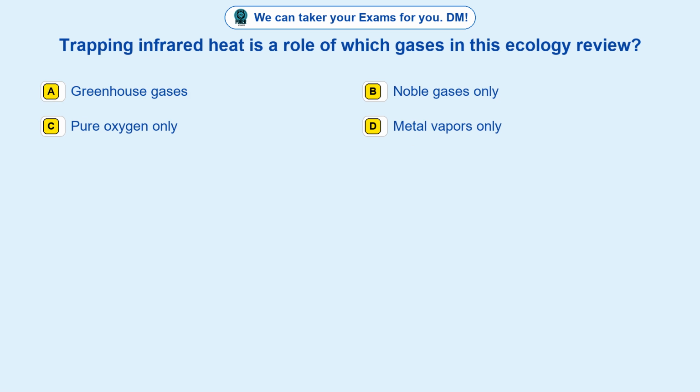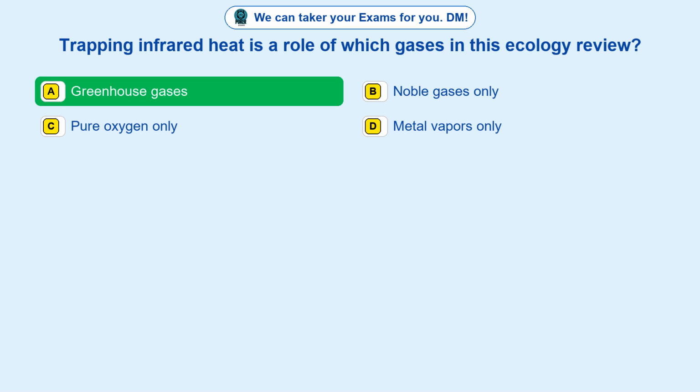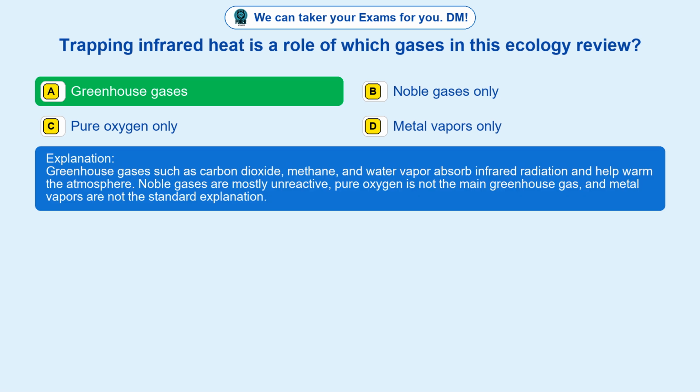Question 88. Trapping infrared heat is a role of which gases in this ecology review? Option A, greenhouse gases. Option B, noble gases only. Option C, pure oxygen only. Option D, metal vapors only. The correct answer is option A. Greenhouse gases. Greenhouse gases such as carbon dioxide, methane, and water vapor absorb infrared radiation and help warm the atmosphere. Noble gases are mostly unreactive, pure oxygen is not the main greenhouse gas, and metal vapors are not the standard explanation.